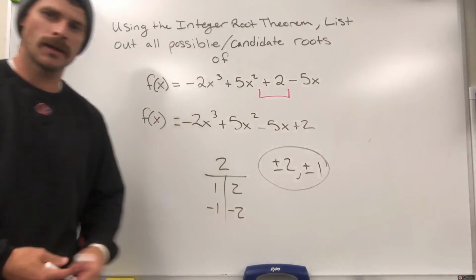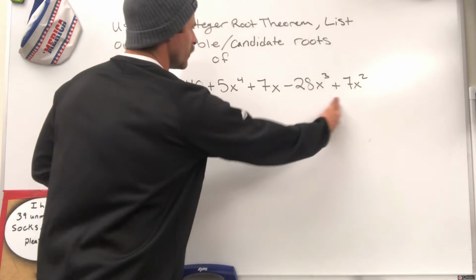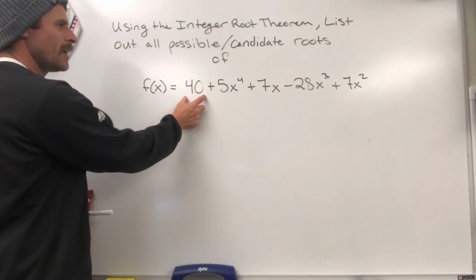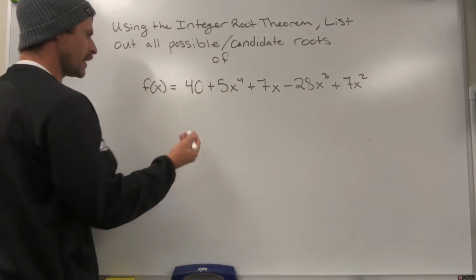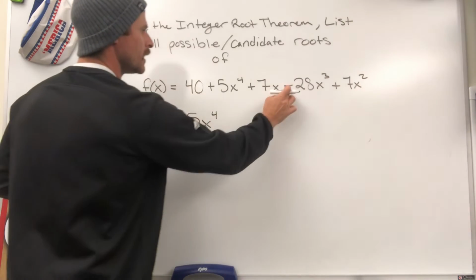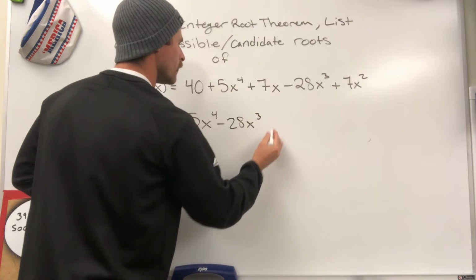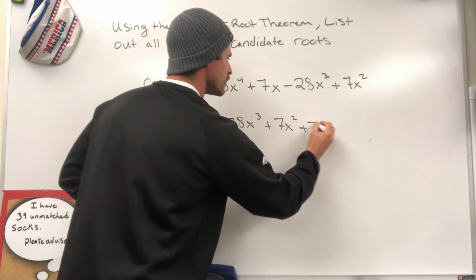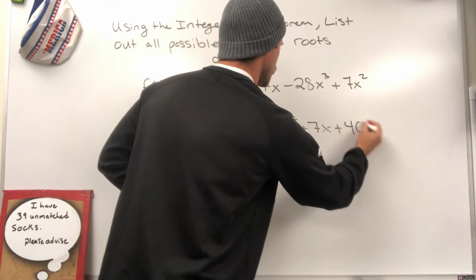Let's go over another one. All right, here we have another polynomial function written out for you. And it's kind of ugly, because we've got stuff moved all over the place. We've got our constant right here in the front. We want to put these powers in descending order. So let's just rearrange this, make it look nice and neat the way we want to see it. 5x to the power of 4, negative 28x cubed, plus 7x squared, plus 7x, or linear term, plus 40 on the end.